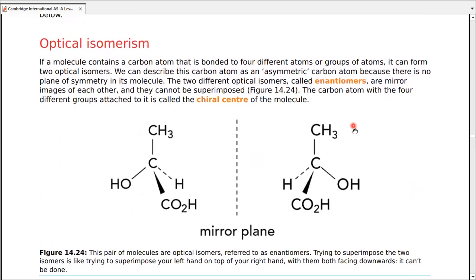Optical isomerism, the second subtype of stereoisomerism. Now, there are many things we need to learn about this one.